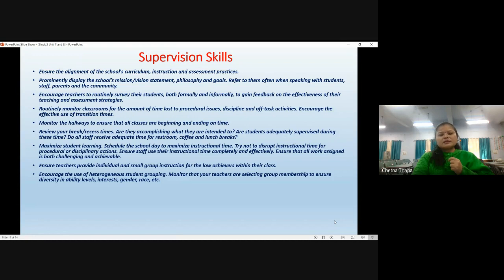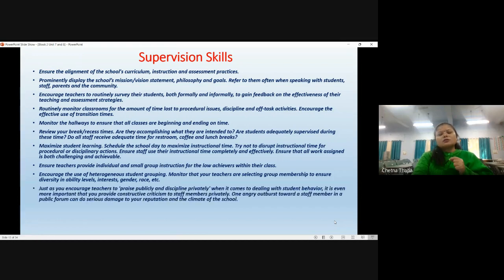There should be diversity in the ability levels. There should be diversity in the interests. There should be diversity in the gender, in the race. So there should be heterogeneous grouping of the students in any kind of activities which is undertaken.